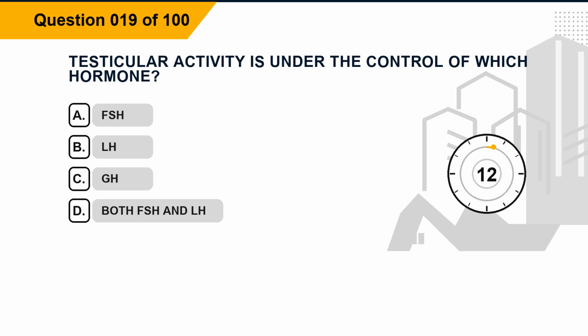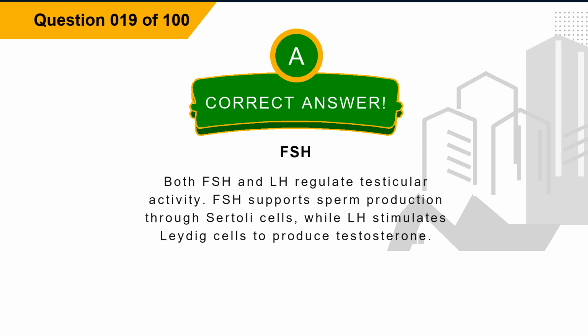Question 19. Testicular activity is under the control of which hormone? Option A, FSH. Option B, LH. Option C, GH. Option D, both FSH and LH. The correct answer is option A, FSH. Explanation. Both FSH and LH regulate testicular activity. FSH supports sperm production through Sertoli cells, while LH stimulates Leydig cells to produce testosterone.